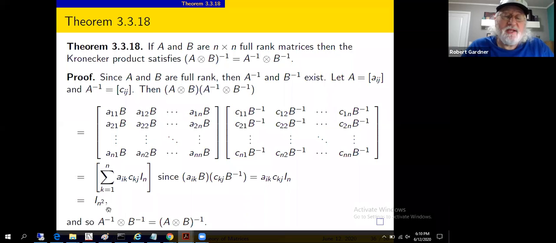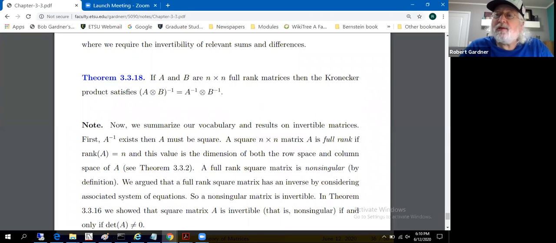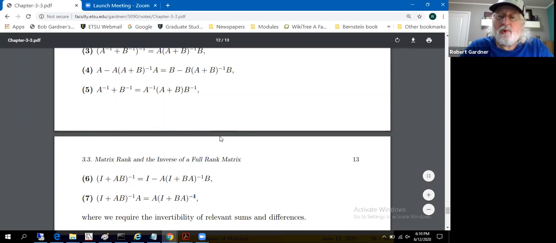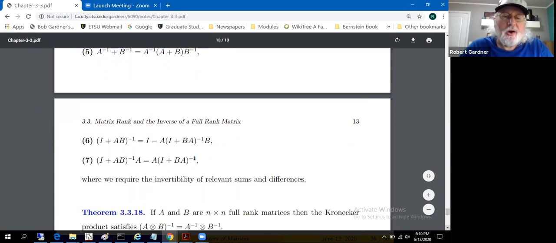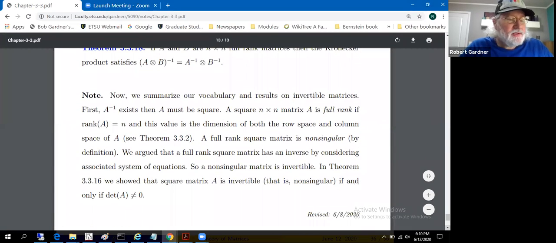So what we get is a big giant identity matrix, an n squared by n squared identity matrix. So we multiplied these two matrices together. We got an identity matrix out. They are inverses of each other. So the proof of that is actually similar to the way I talked about proving all this stuff, only this time we had to deal with the burden of a Kronecker product. And that's the material of section 3.2.